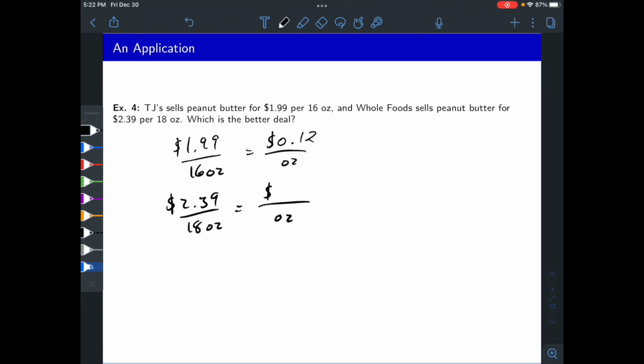And then if I were to instead do 2.39 divided by 18, so I'm literally just typing into my calculator 1.99 divided by 16, and now I'm typing in 2.39 divided by 18, and over here I'm getting 0.1327 repeating. So 13 cents. So this is more expensive, and so you would want to go with the cheaper deal, which is 12 cents per ounce. So Trader Joe's has the better deal.